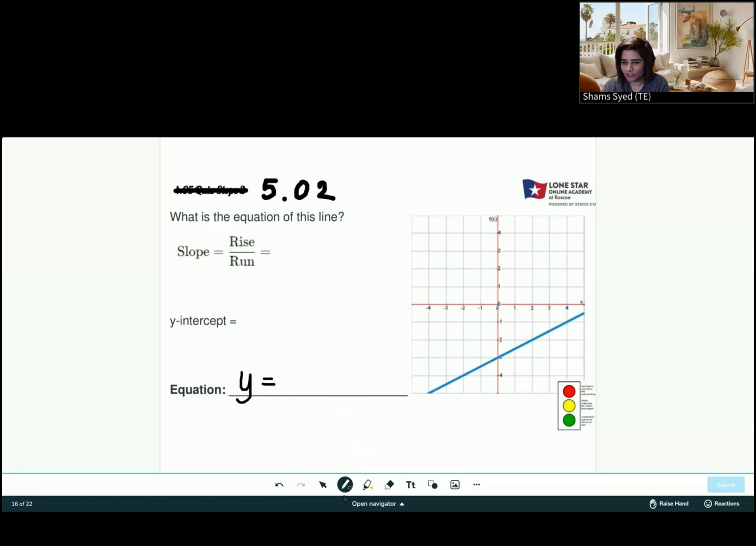So here we want the equation that says y = mx + b. M is going to be your slope. And we have x plus b. B is the starting point. It is the y-intercept. Okay, b is the y-intercept.